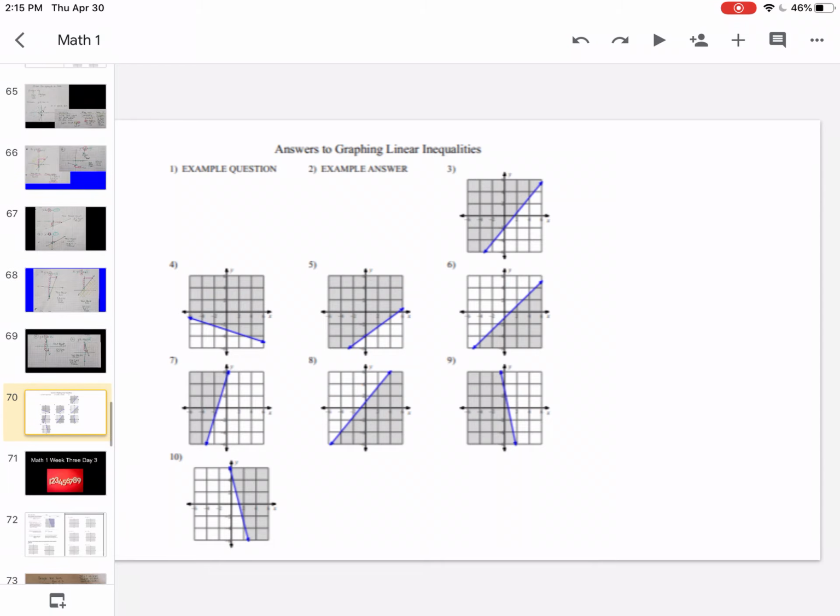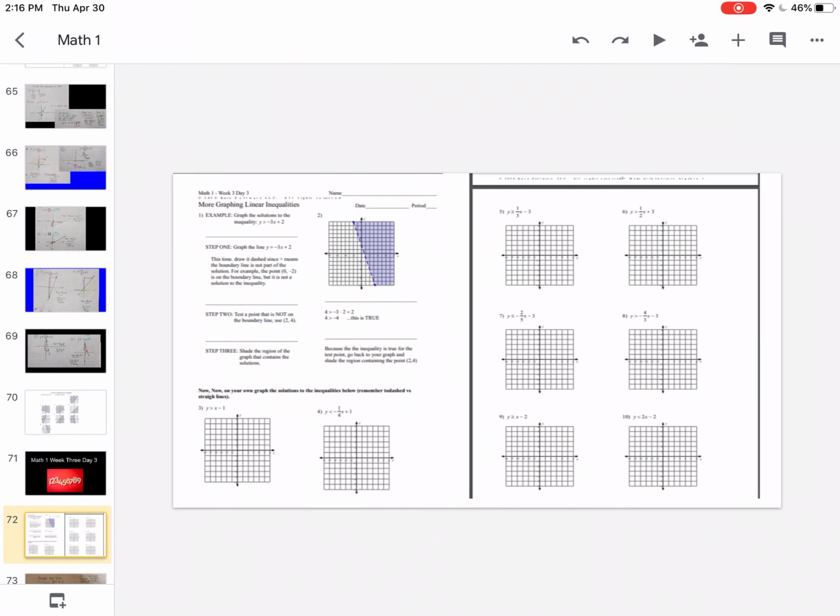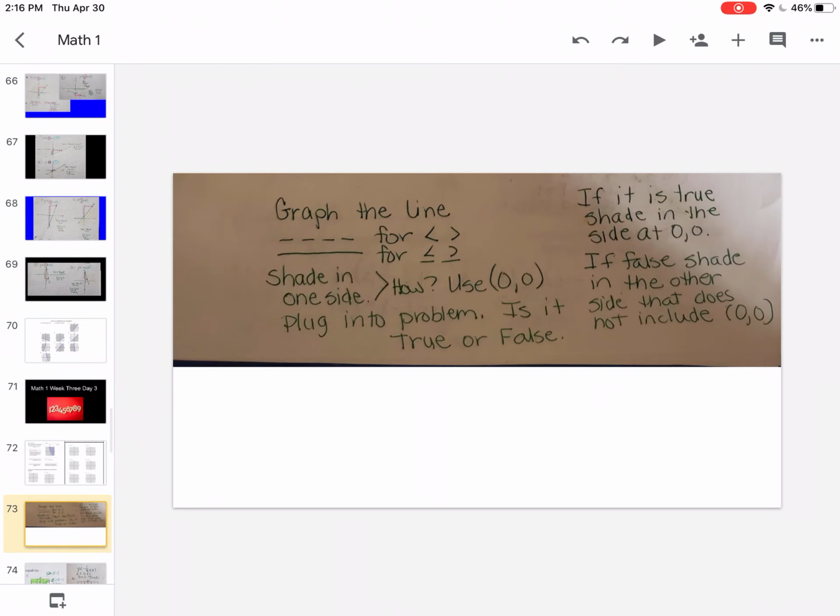Okay, let's go to day 3. This is what your worksheets look like for day 3. More graphing linear inequalities. So it says graph the line. The dotted or dashed line is for less than or greater than, and the solid line is for less than or equal to or greater than or equal to. Then it says shade in one side. So how do you do it? You use 0, 0 that we have been using.